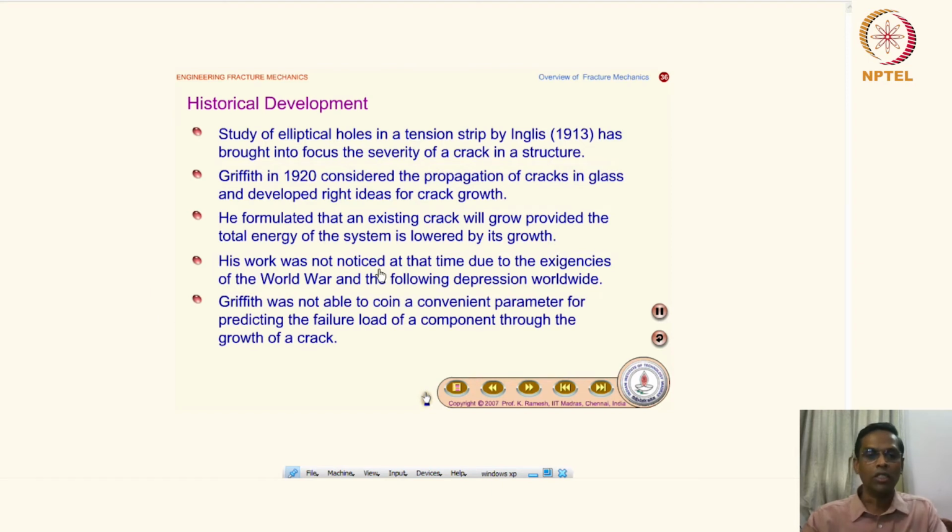But his work was not noticed at that time due to the exigencies of the World War and the following depression worldwide. Griffith was not able to coin a convenient parameter for predicting the failure load of a component through the growth of a crack. So this is some of the initial struggle.